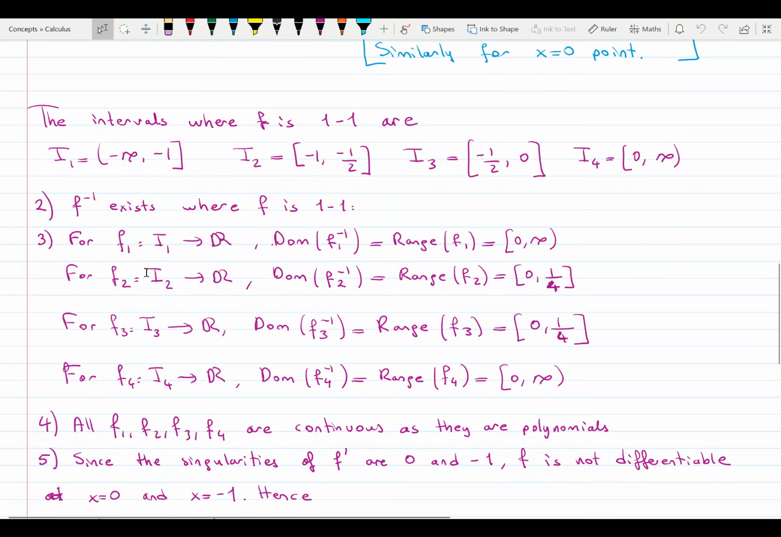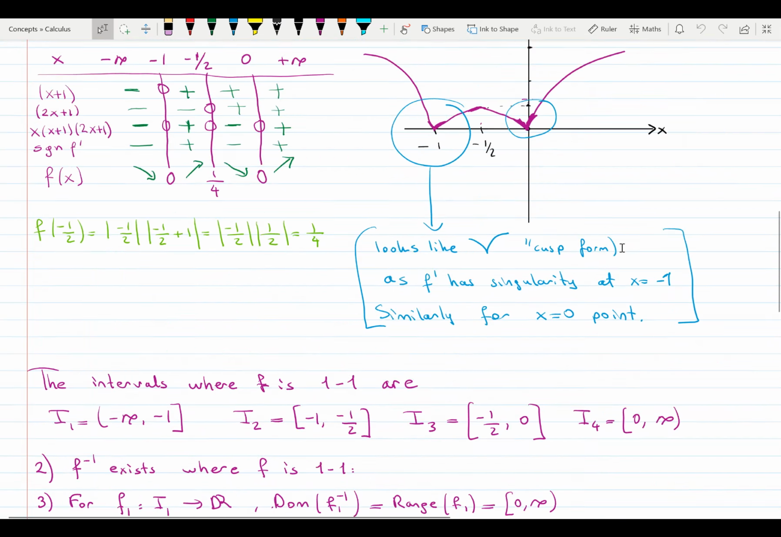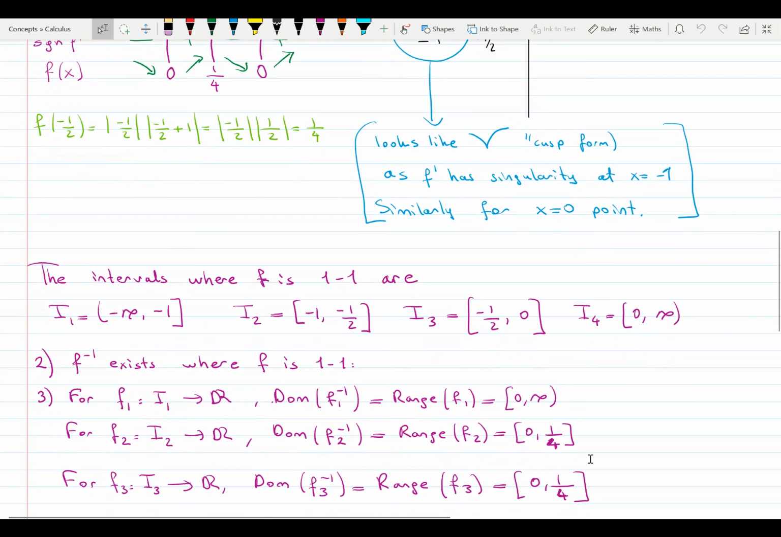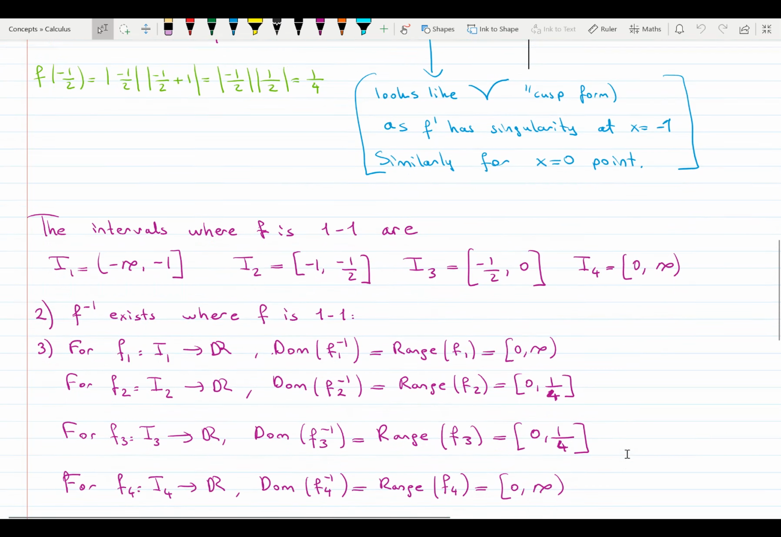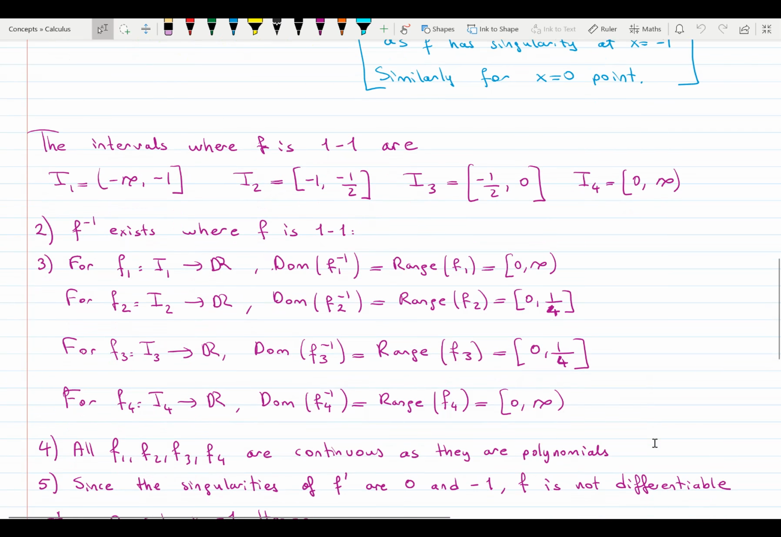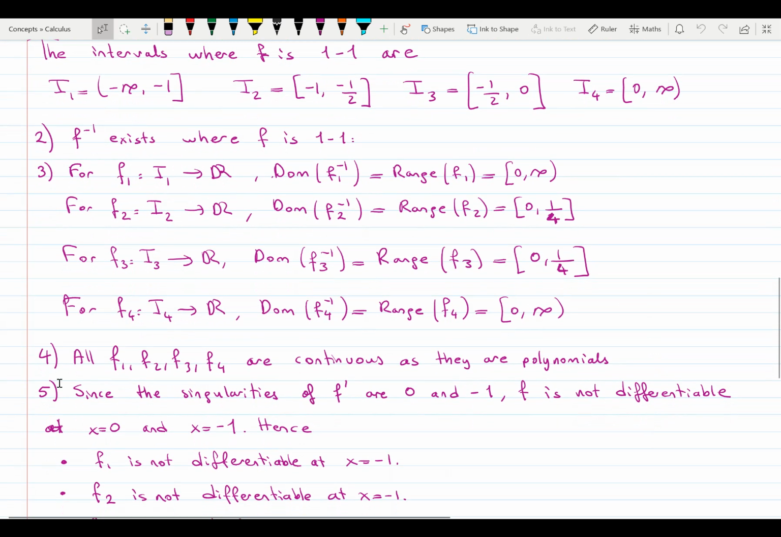F2 will be on I2, minus 1 to minus 1 over 2. In this range, y will be from 0 to 1 over 4. I3, minus 1 over 2 to 0, will give us again 0 to 1 over 4. And then I4 will give us 0 to infinity. That is the increasing part. All of them are continuous because you have polynomials.